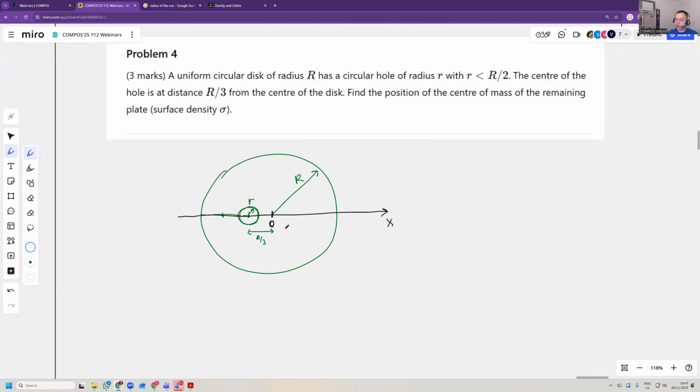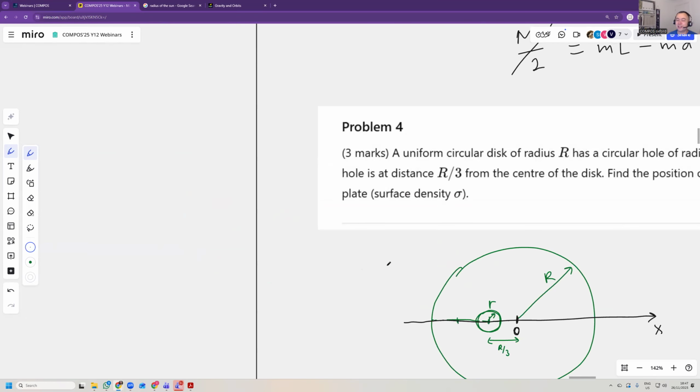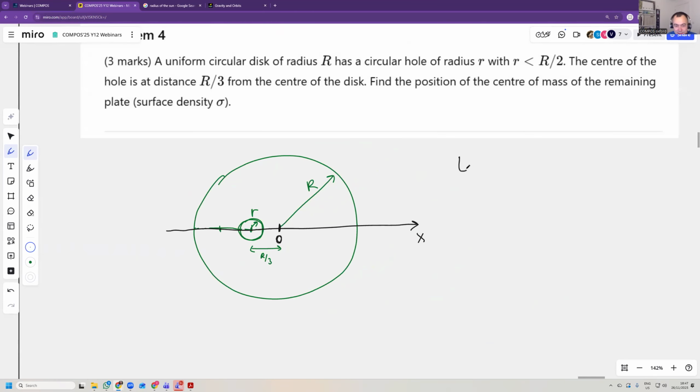So we take a circular disc and we cut a hole in it, and now we need to find the center of mass. This is an incredibly similar question to the one in the assignment. A little too similar. I kind of regretted this one, but I didn't have any other good question to replace it with. But anyways, so what you're going to do is you're going to cut another hole.